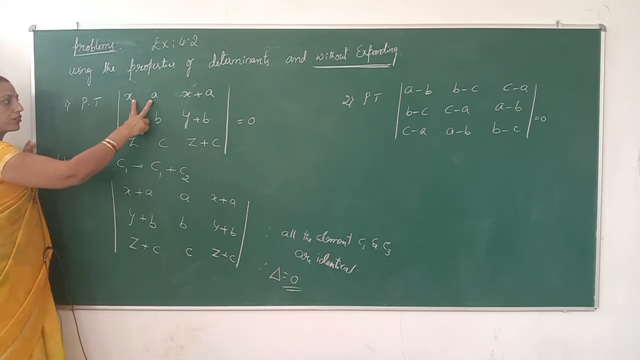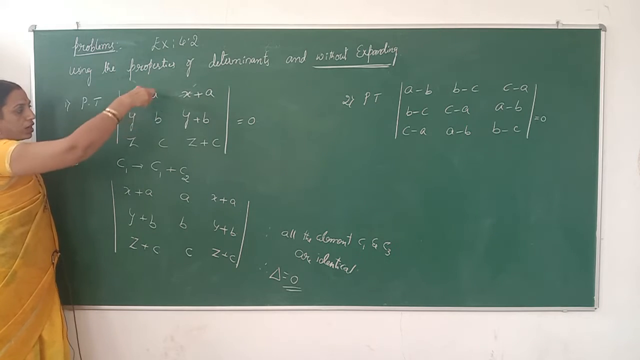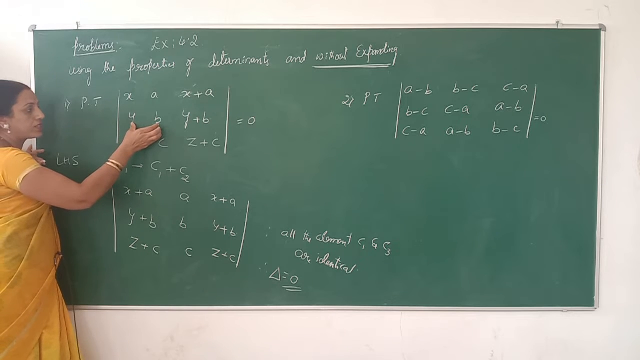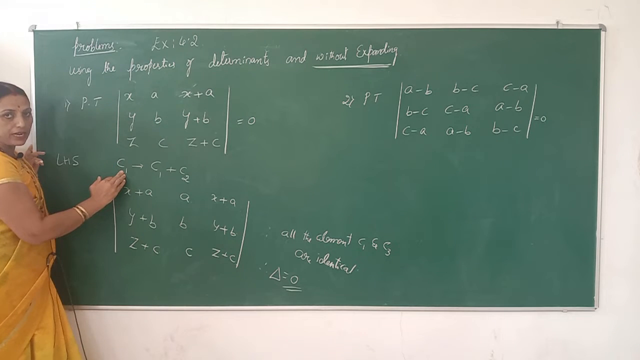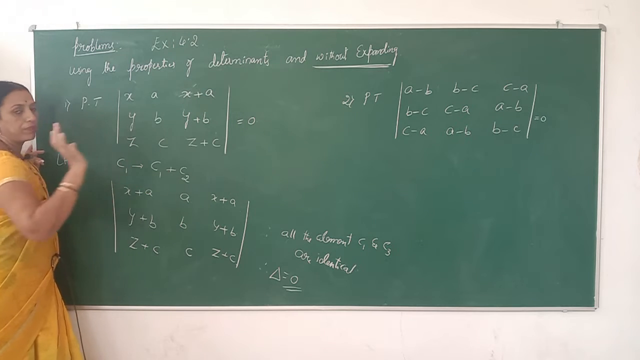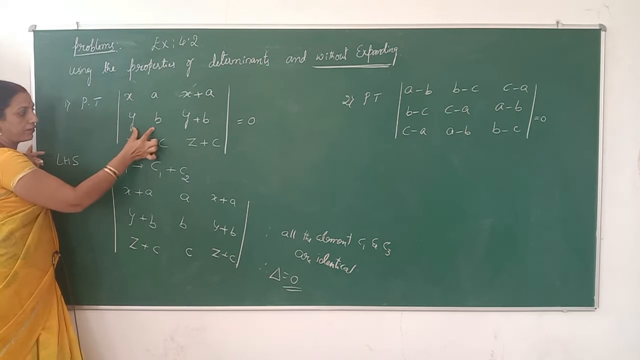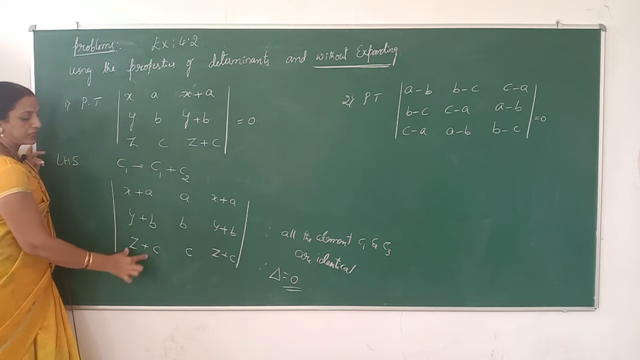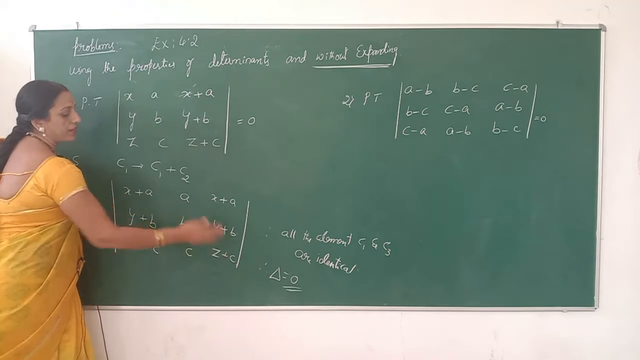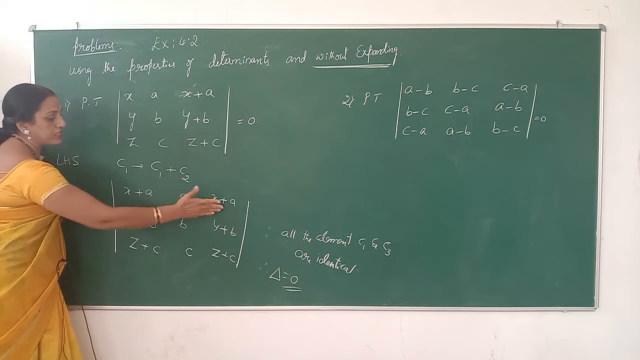So therefore now we add C1 and C2. The elements of the first and second columns are added with each other, and these additions replace the elements of C1. Therefore C1 can be changed to C1 plus C2. So the corresponding elements are added: x plus a, y plus b, z plus c. These are the elements of the first column. The second and third columns remain the same. Then we observe the elements of the first and third columns.